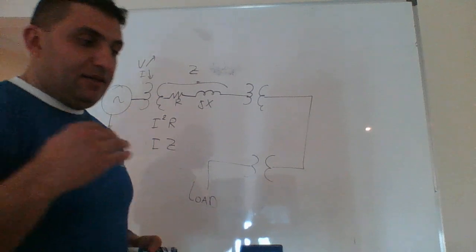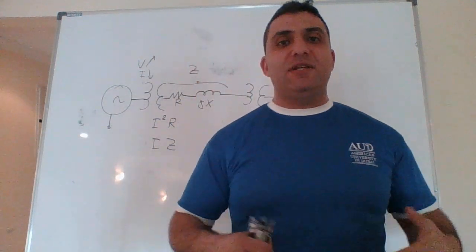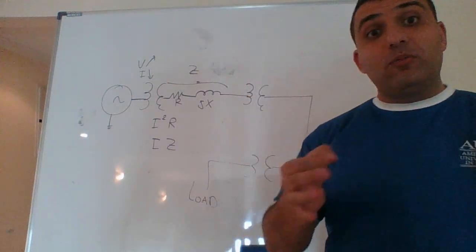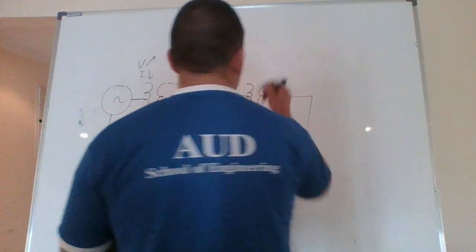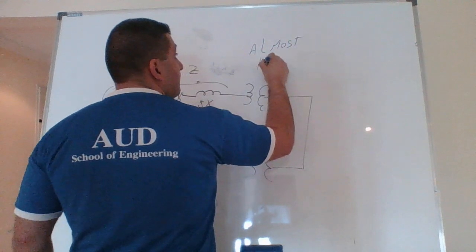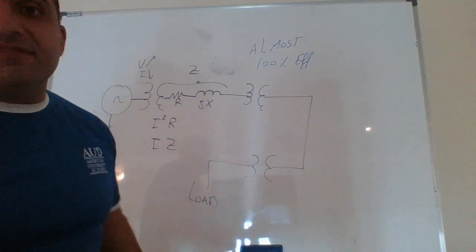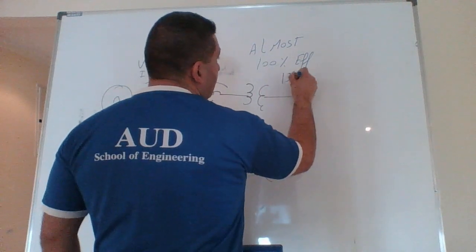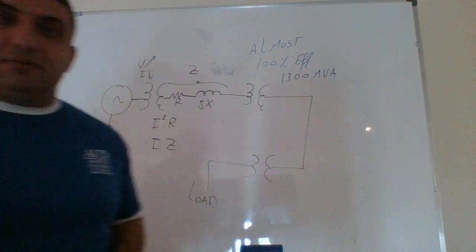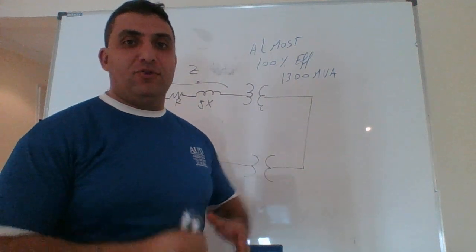Nowadays, the advancement in technology and in power systems allows us to design a transformer that is almost 100% efficient and has a massive power rating. The power could be 1300 MVA or more. This massive power allows me to expand my power network to a different dimension.